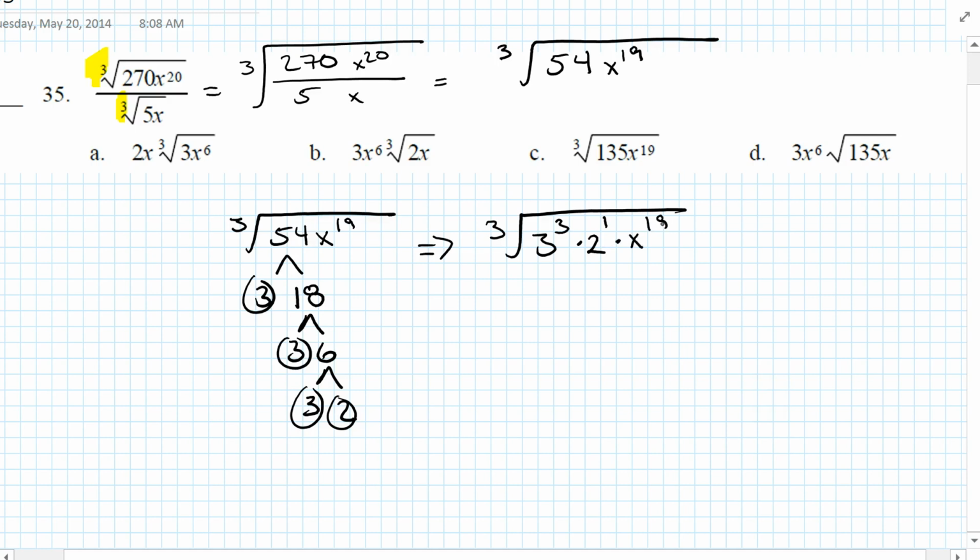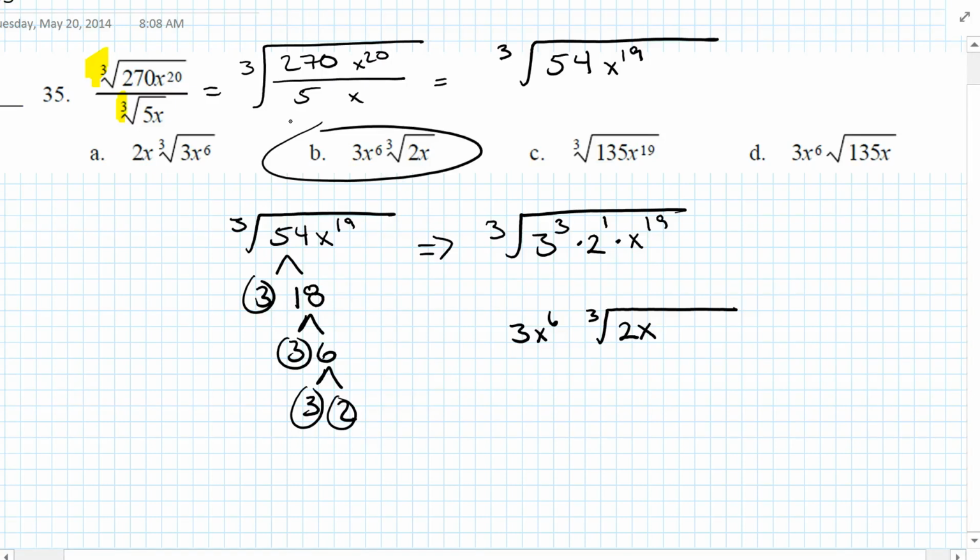How many times does the index go into the exponent? On the first one, 3 goes into 3 1 time, so 1 3 comes out. Okay. 3 does not go into 1, so a 2 stays. 3 goes into 19 6 times, so 6 x's come out. 6 times 3 is 18, so 1x is left. So I should have 3x to the 6th times the cube root of 2x. So my answer is B.